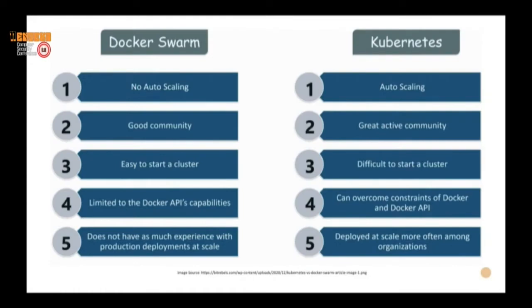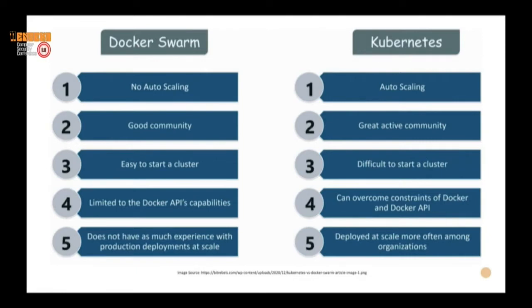From a difference perspective, as we are talking about the differences between Kubernetes and Docker: Docker is a kind of platform, but when we talk about the orchestration platform, Docker has its own Docker Swarm, whereas Kubernetes is an individual orchestration platform. Now we'll compare Docker Swarm versus Kubernetes under five major areas.